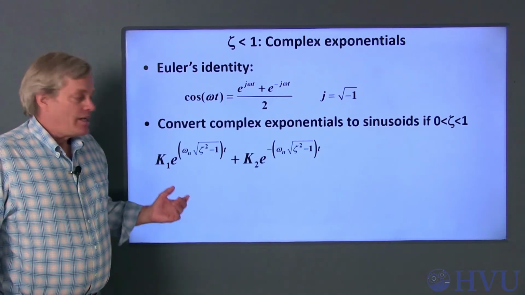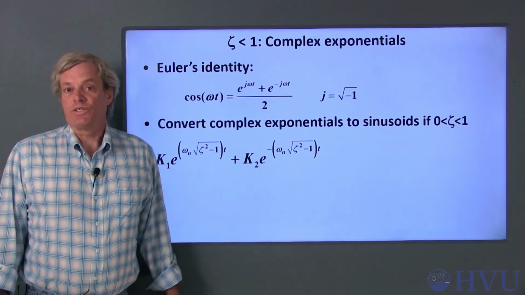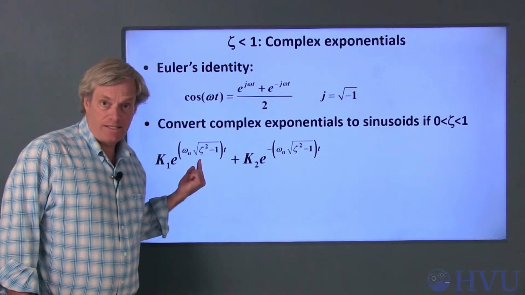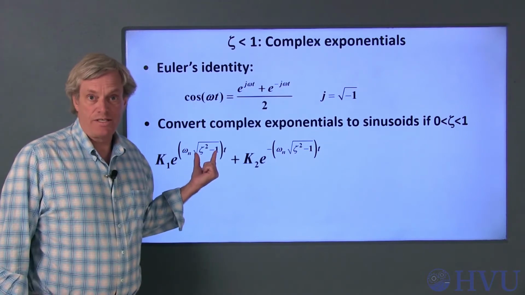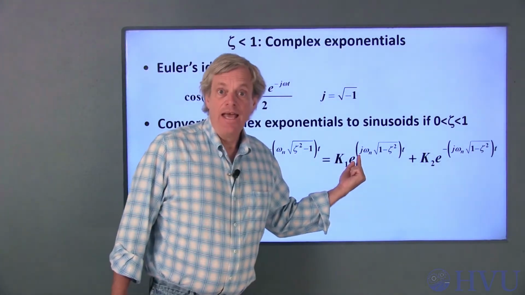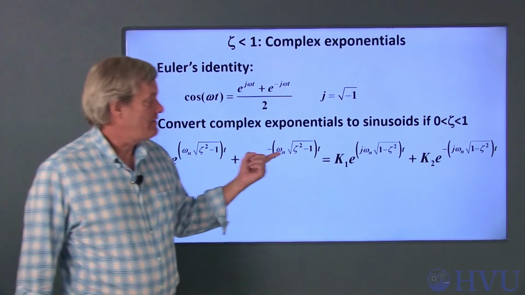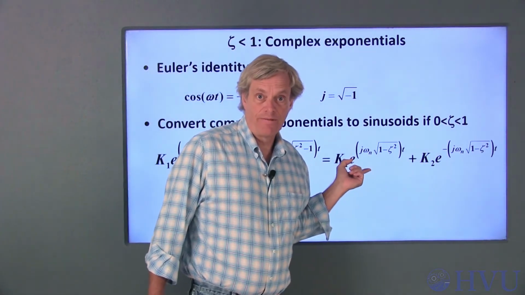These are the terms in the second order system response that contain complex exponentials when the damping ratio is less than 1. If zeta is less than 1, zeta squared minus 1 is negative. We can take the negative out of the square root as a j and change the order of these terms to explicitly indicate that these are complex exponentials.